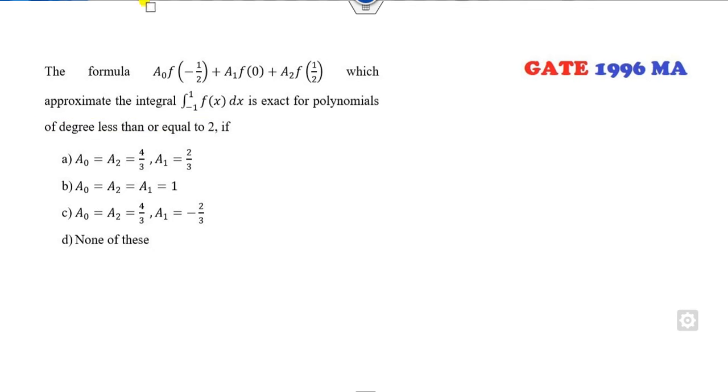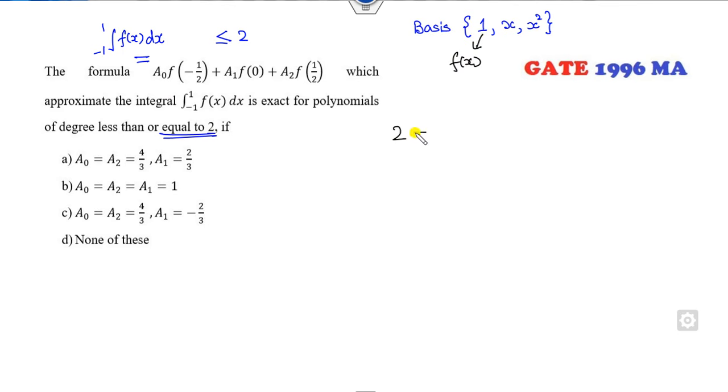Now let's start with this question. It is given that the degree is less than or equal to 2. So what is the basis of degree 2? The basis of degree 2 is 1, x, x squared. Now the question gives you the integration from -1 to 1, which is equal to this. Then it is very simple. You can first take f of x as 1. Substituting on the left hand side, the answer will be 2. Substituting f of x equal to 1 on the right, it will be a0 plus a1 plus a2.